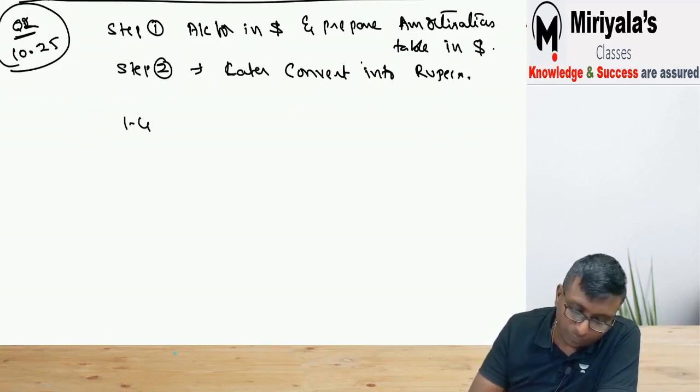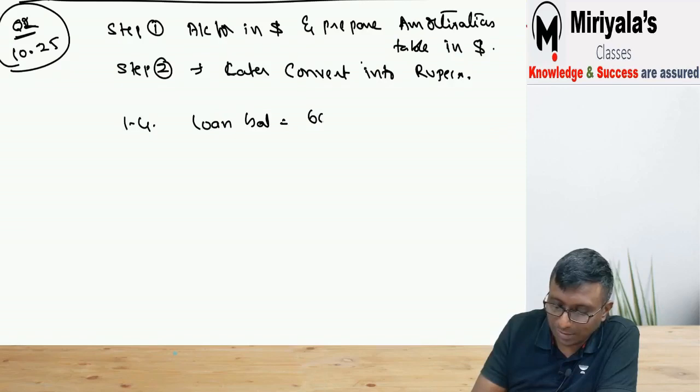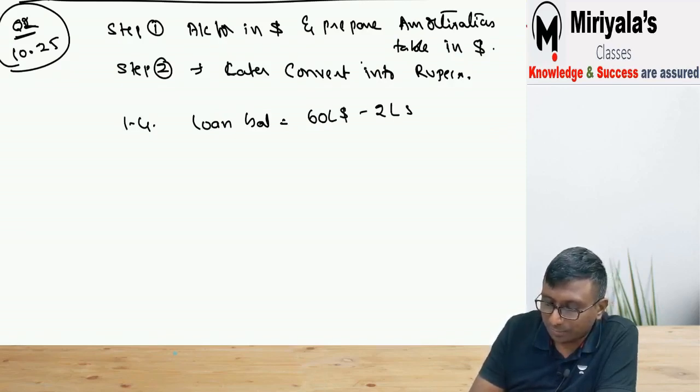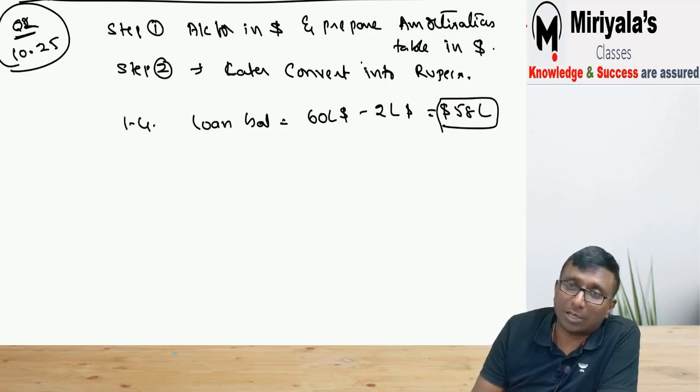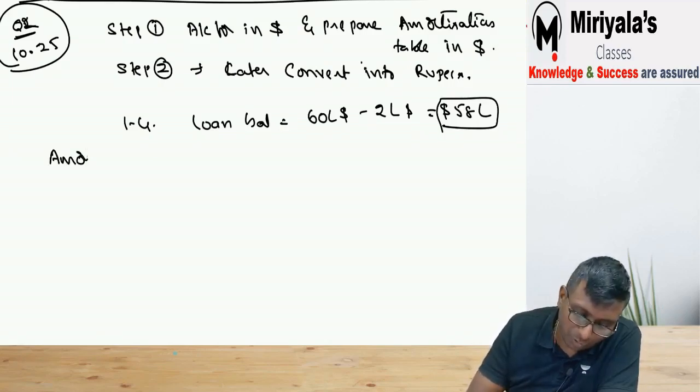What is the loan balance? Loan balance is equal to $60 lakh minus $2 lakh, that is equal to $58 lakh. This is the loan amount, in dollars only. So first, the amortization table in dollars.